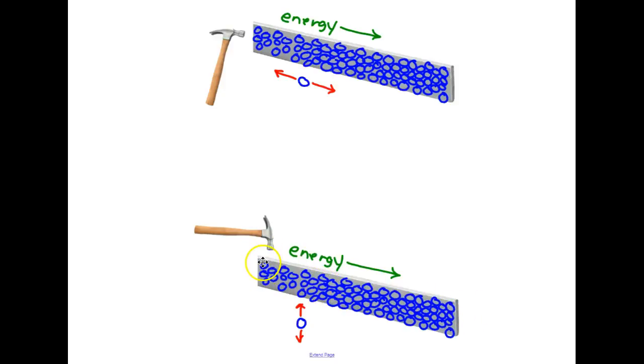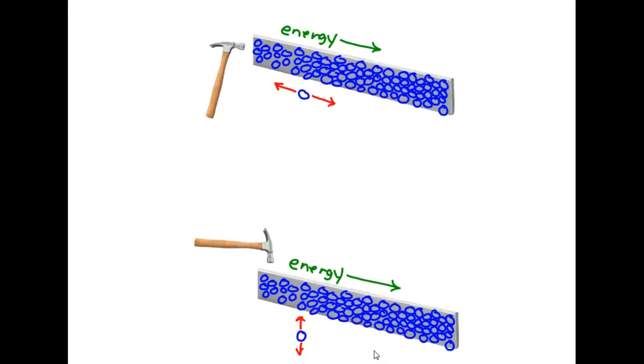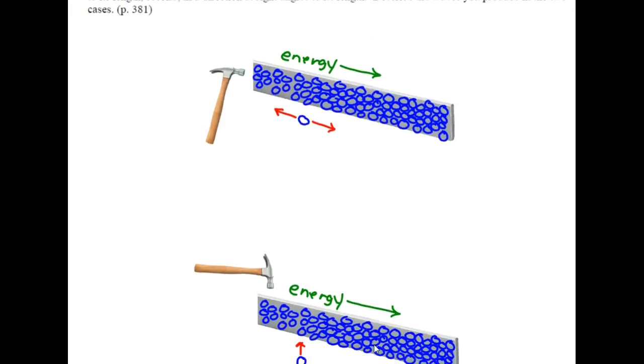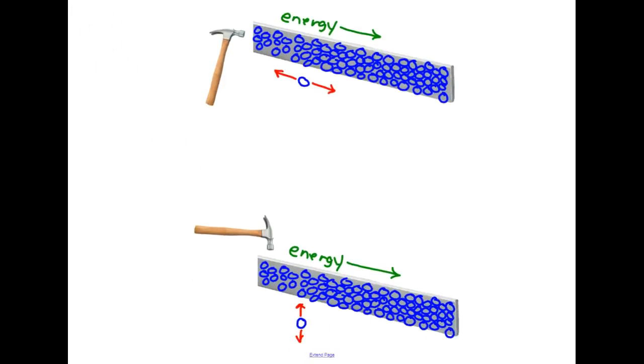So the energy from the hammer strike is going to travel this direction, while the molecules, due to the hammer strike, are going to be vibrating in this direction. This, of course, will create what is called a transverse wave. And so there you have it, the description of the waves you produce in the two cases.